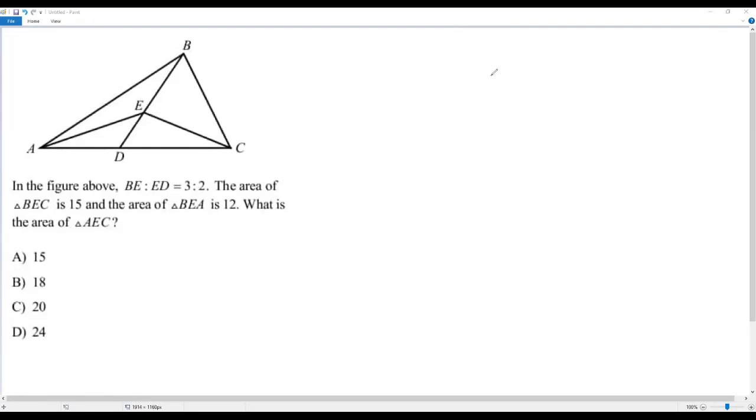Here we have a SAT math problem. Okay, let's go to the question. In the figure above, the ratio of BE to ED equals 3 to 2. The area of triangle BEC is 15 and the area of triangle BEA is 12. What is the area of triangle AEC?